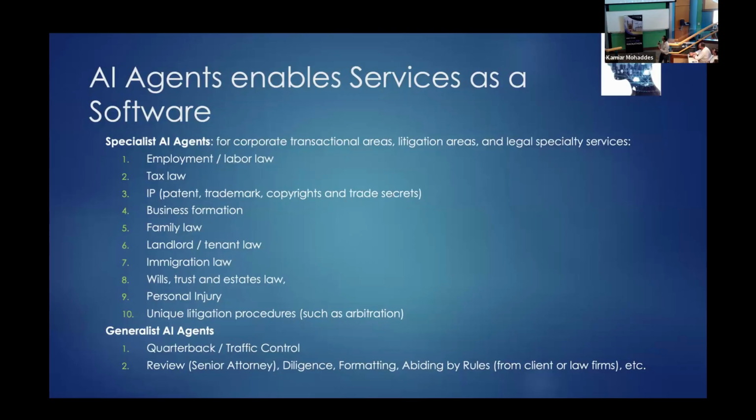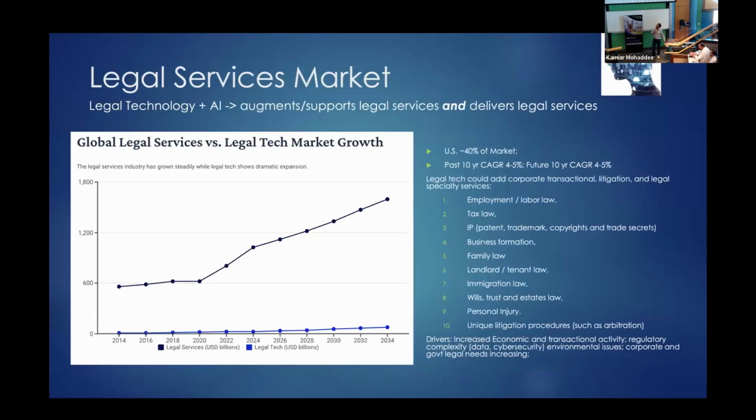And so you start to have other generalist AI agent tasks like reviewing things, like a senior attorney would review the work of a junior attorney like you have at a firm, or someone who's specialized in diligence, like the first-year attorney, or one that specializes in formatting to make sure it's compliant with the needs of the client, or abiding by the rules that are set by the law firm or by the client.